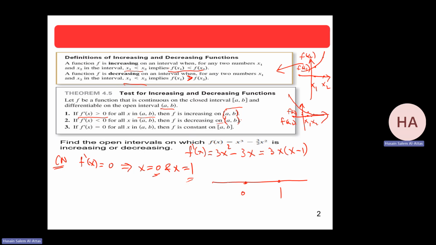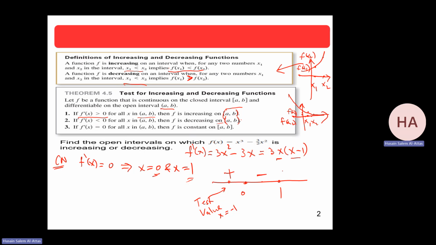So let me take a point, for example, minus 1. Take a test value. x equals minus 1. Plug it here. I have 3 times minus 1, minus 1, minus 1. I need to just check the sign. Very clear, the sign will be positive. Take a value between 0 and 1. Take, for example, half. It will be 3 times half, half minus 1. That will be negative. This will be positive. This is negative. So the result is negative.